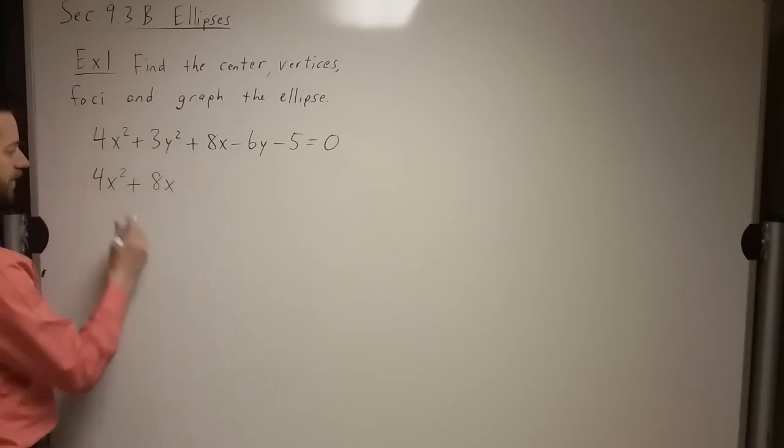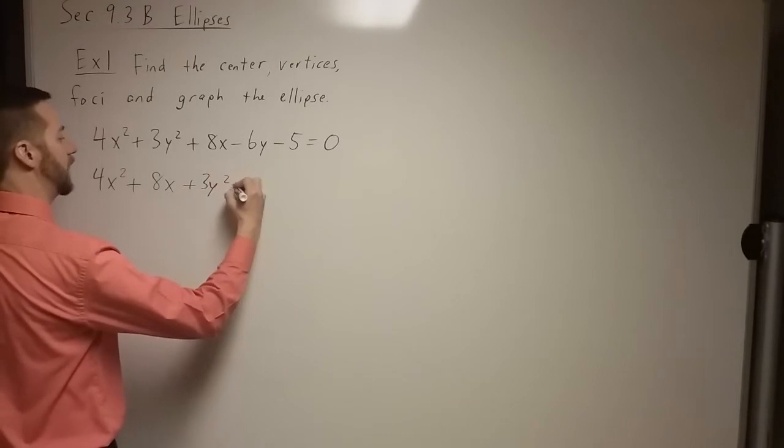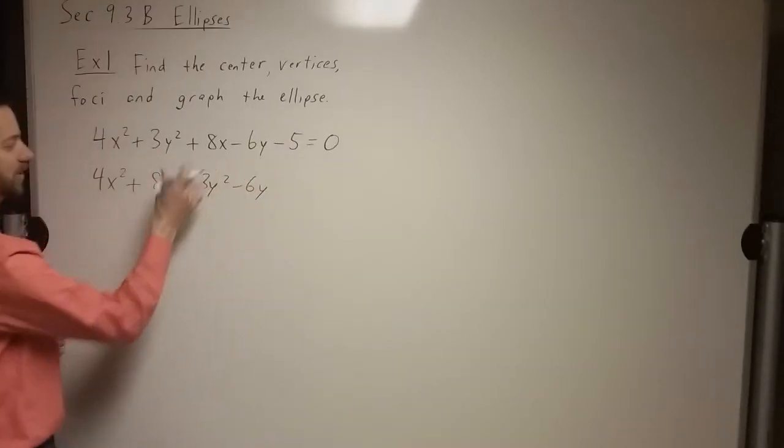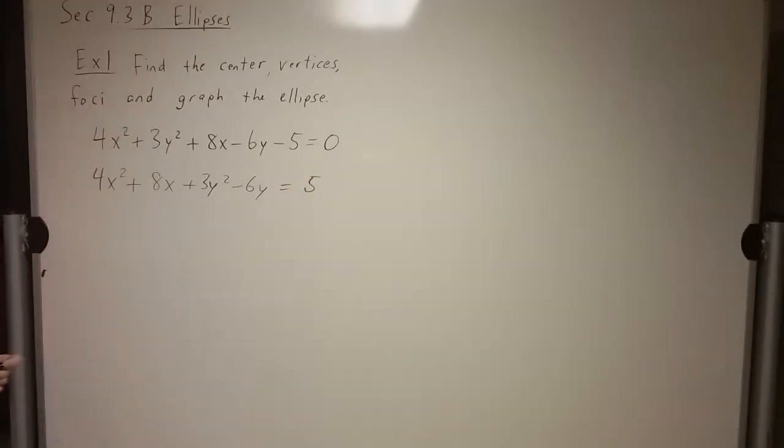And so I'm going to call that 4x squared plus 8x, just put those beside each other, plus 3y squared minus 6y, put the y's beside each other. And then this negative 5, I'm going to move to the other side, which would be a positive 5 when I add 5 to both sides.